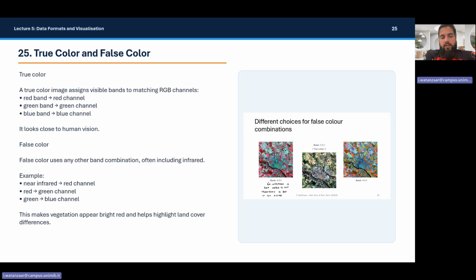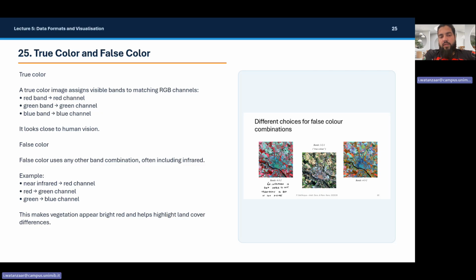What exactly are false colors and what do they represent? False colors doesn't mean fake colors. False colors use band combinations other than red, green and blue, to reveal the characteristics of the target, often including infrared. So we are using the electromagnetic spectrum beyond visible light, the infrared, to reveal the characteristics of the target object. For example, we have near infrared. Near infrared is assigned to the red channel.